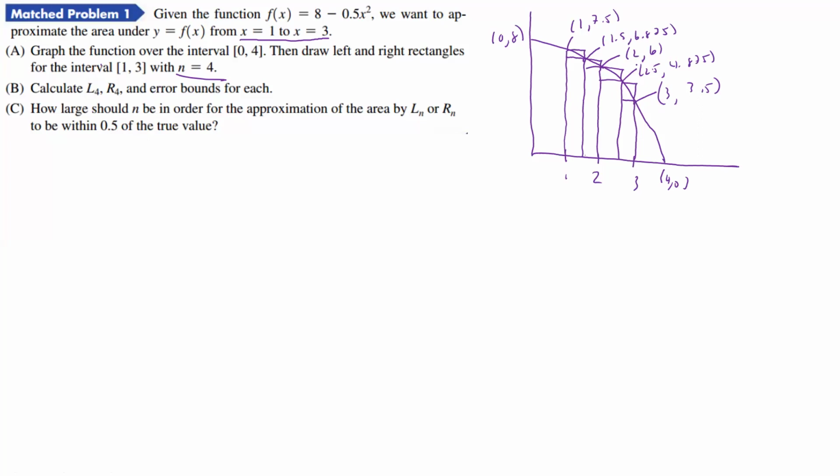All right, so now we have to calculate, it says L4, R4, and the error bounds. Okay, so we've graphed it. We've got all the left and right triangles. We've got the key points on that. So A is done. So B now.